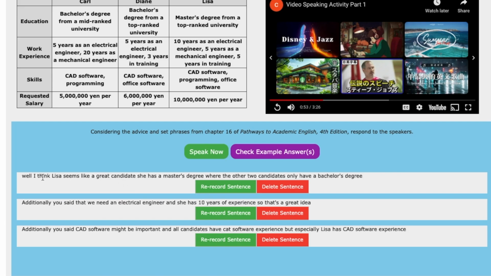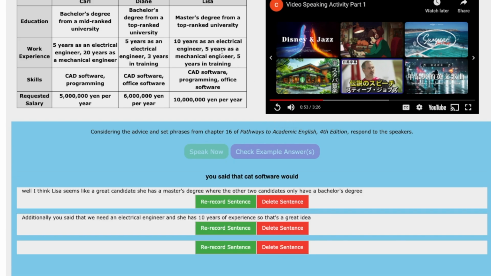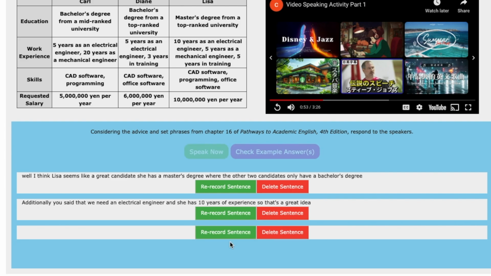All right, so I have 3 phrases here, and if I want to check to make sure that they're okay, she has 10 years, that's, look, I have a pronunciation mistake here, CAD software, so I might want to re-record this sentence. You said that CAD software would be important, and Lisa does have experience with CAD software, so I think she might be a good candidate. Oh no, it said CAD software again, so I can record the sentence.